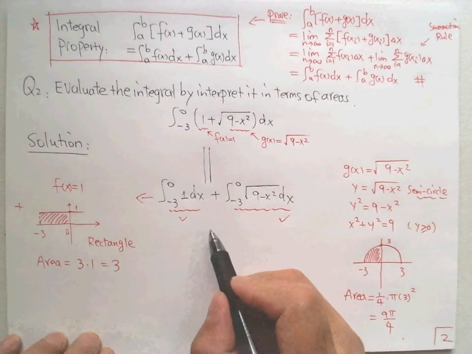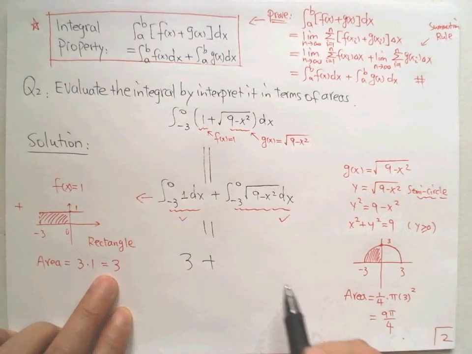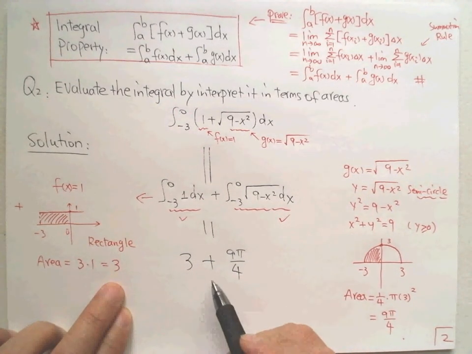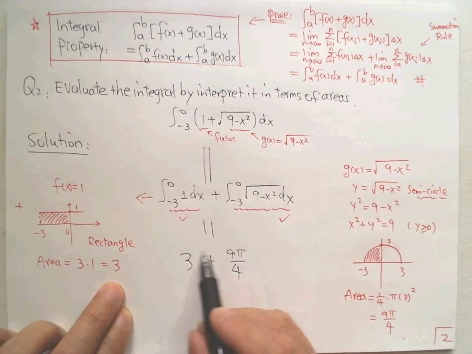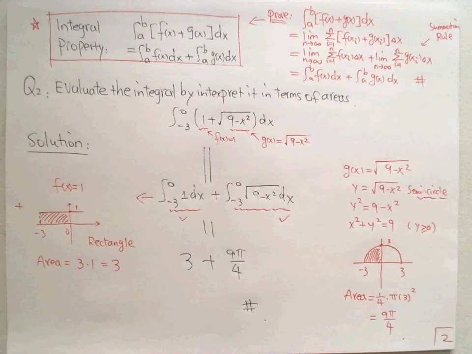Yeah, you're done with this area. Put it together. What do we have? The first is 3. The second is 9 pi over 4. Yeah, this is already it. If they did not ask you for an approximation, this is the exact answer. Thank you.